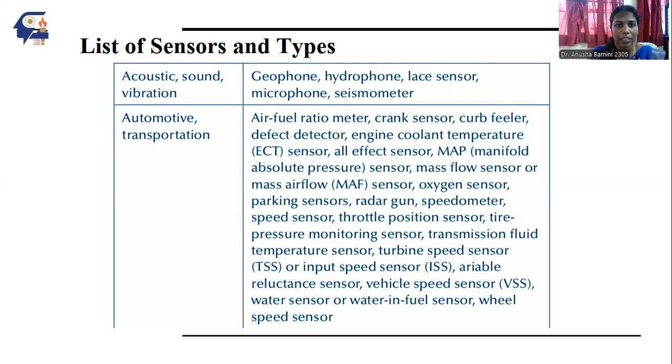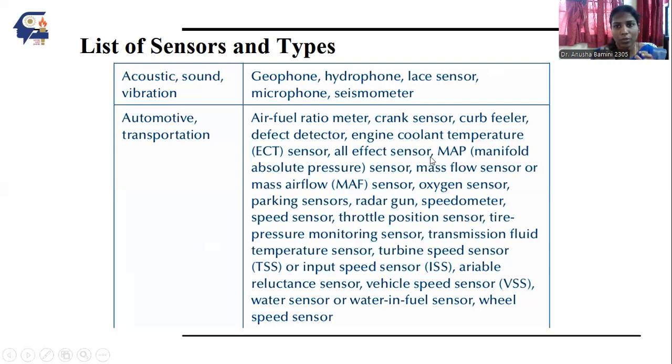Then next is automotive transportation. So for an automotive vehicle or automotive machine, or in transportation, we can use types of sensors such as the oxygen sensor, parking sensor, then speedometer, speed sensor, temperature sensor, turbine sensor. Okay, these all are vehicle relevant sensors.